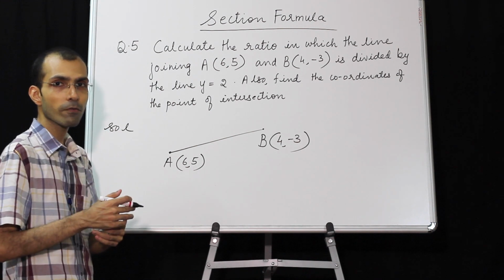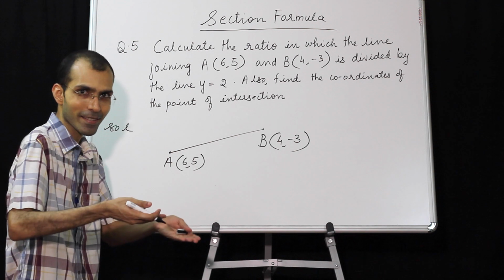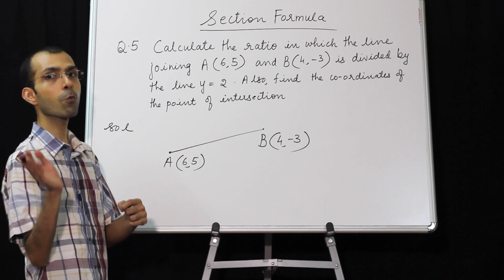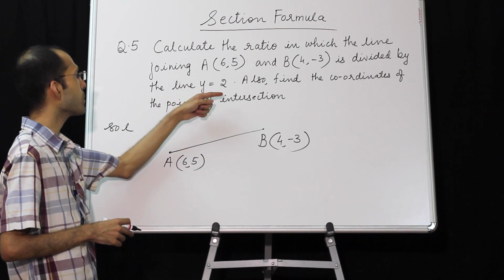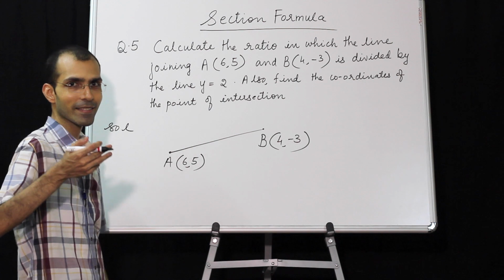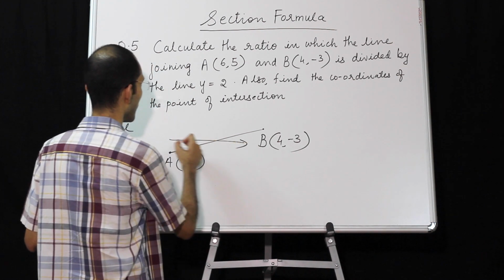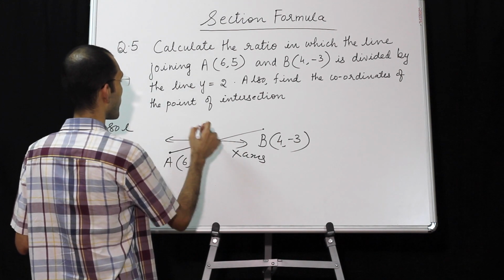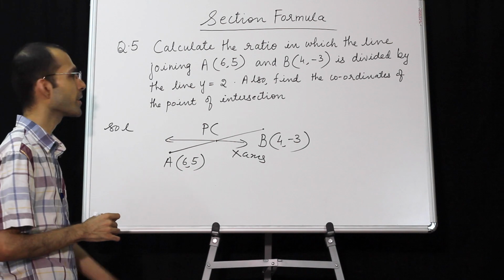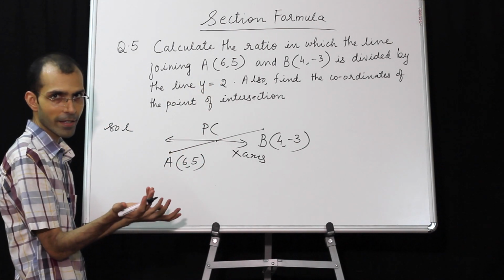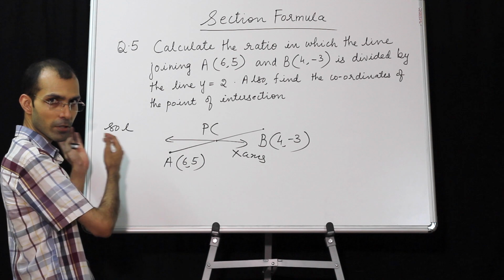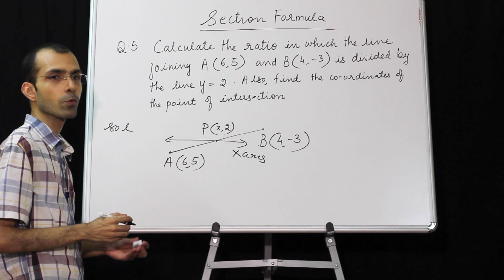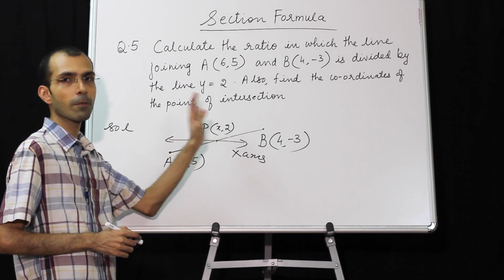Y equaling 2 will be a line parallel to the x-axis, while x equaling 2 will be a line parallel to the y-axis. So we will draw it horizontal. Let this point be, say, P. What would be the coordinates of P now? Y is 2, but the x coordinate is unknown. The point can swing anywhere to the left or right, so P will be (x, 2).